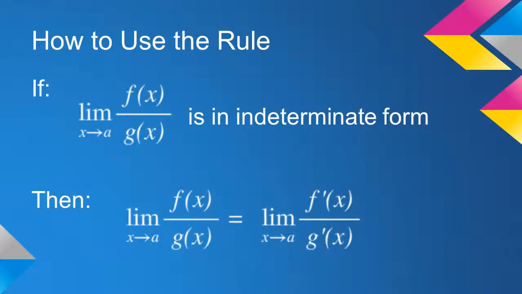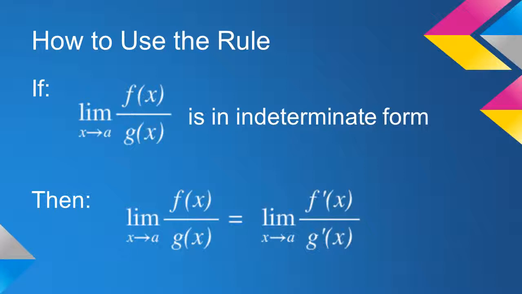So how do we use L'Hopital's rule? So pretty much what is it? If we have a limit as x approaches a of f of x over g of x in indeterminate form, then the limit as x approaches a of f of x over g of x is going to equal the limit as x approaches a of the derivative of f of x over the derivative of g of x. So we don't use the quotient rule when taking the derivative of f of x over g of x. We take the derivative separately. And that's pretty much it for the actual rule.